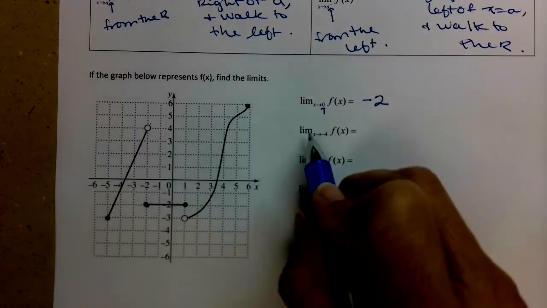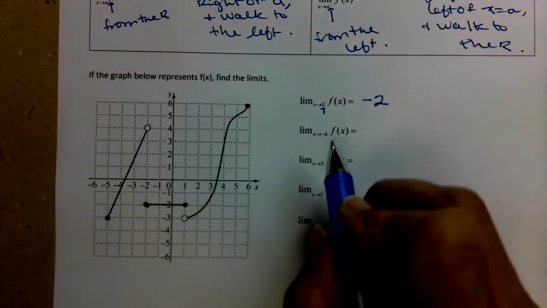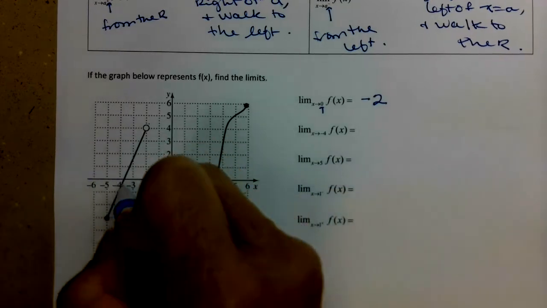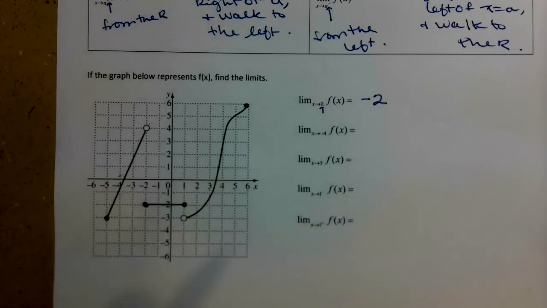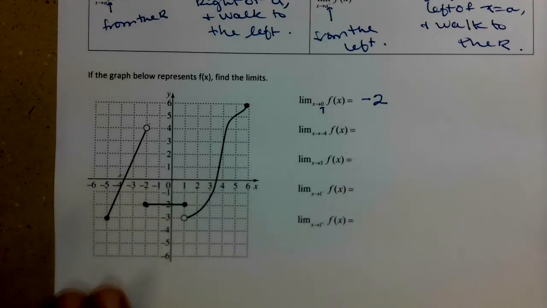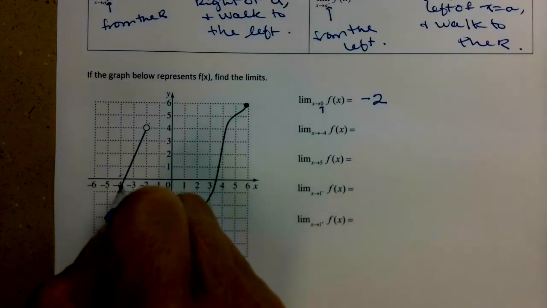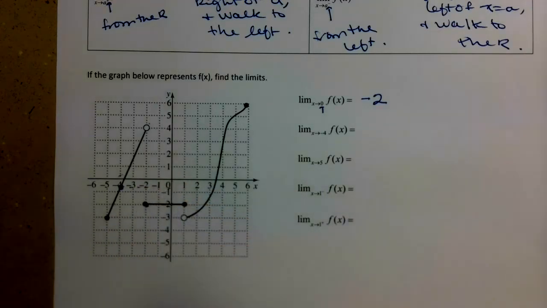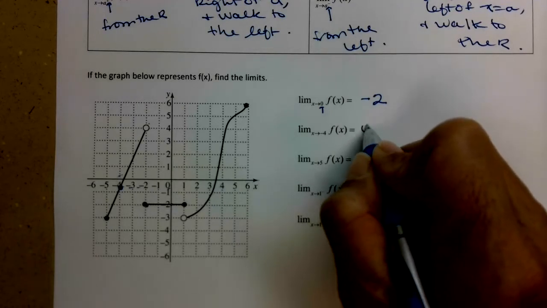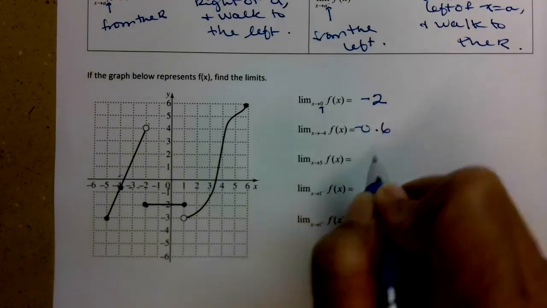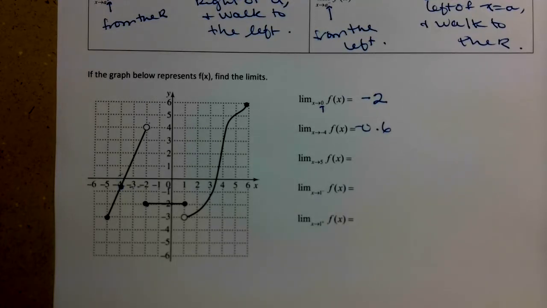Okay, let's try the next one. What's the limit as x approaches -4? So again, we're going to look where x equals -4. It's right here. It's the same from both sides, so I don't have to worry about that. And what does it look like our function value is doing? Well, if x is -4, how about -0.6? Just sort of estimating there.